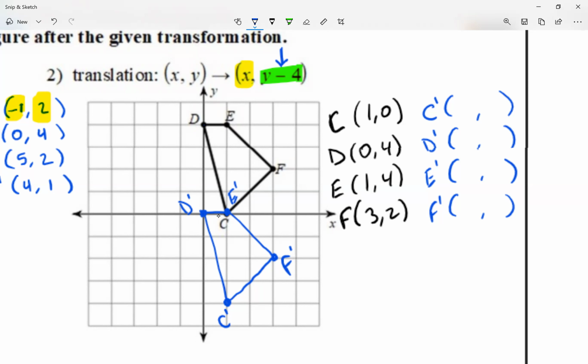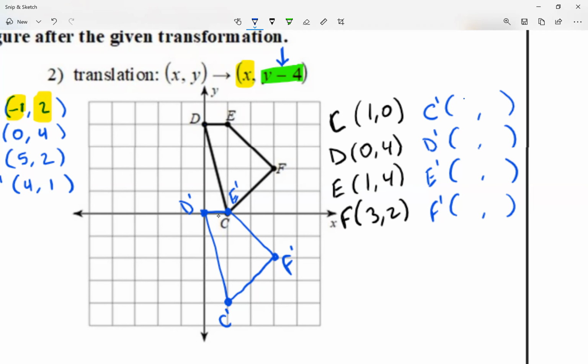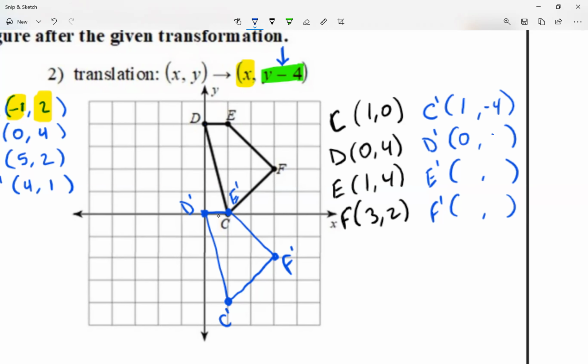Okay, what are the coordinates of C prime? Well, coordinates of C prime are 1, -4. Coordinates of D prime are 0, 0. Coordinates of E prime are 1, 0. And coordinates of F prime are 3, -2.